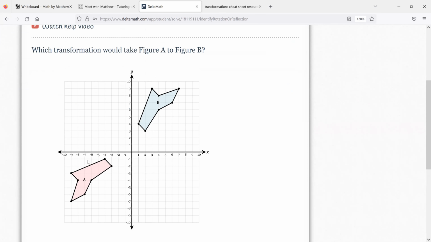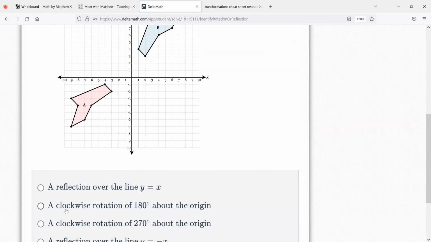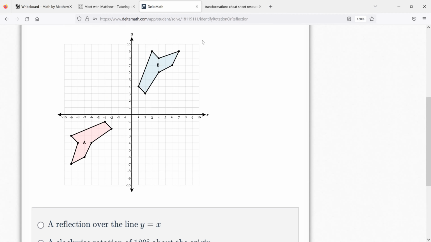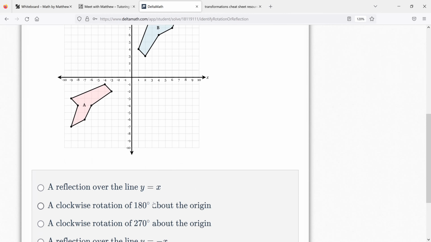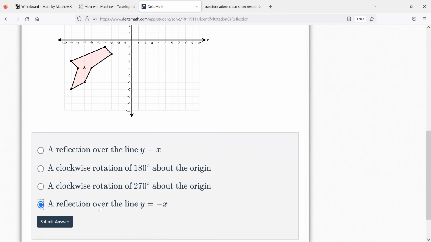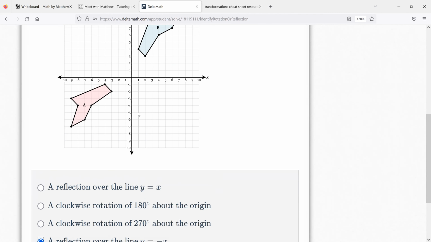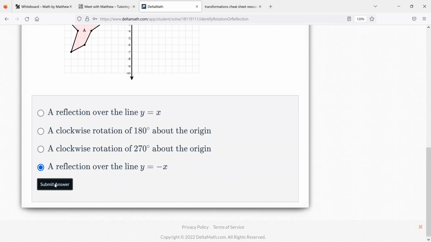Okay, so from A to B, is it a 180-degree rotation, or is it a reflection over the line y equals, well, y equals x? Is this line going diagonally here? So y equals negative x. That is the same as, yeah, so there it is. It looks like it's that one. I didn't know if it's the same as one of these other ones. Okay, let's try that.